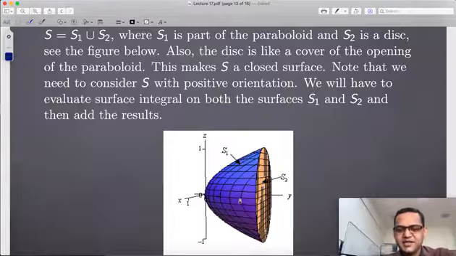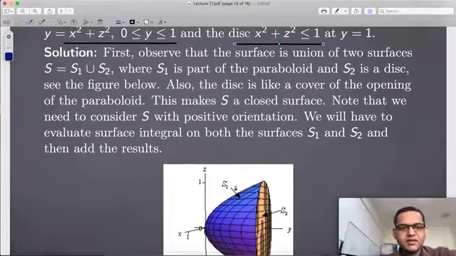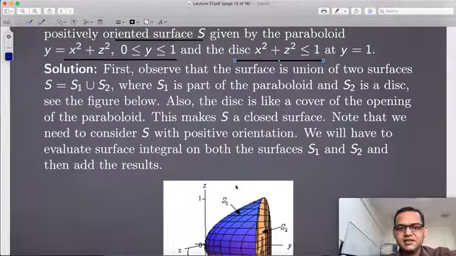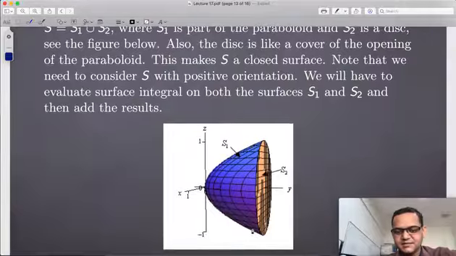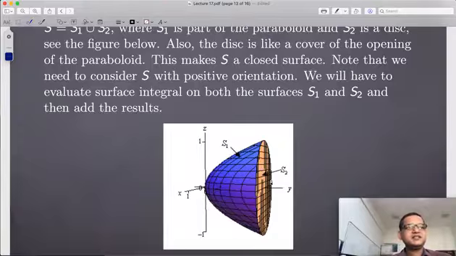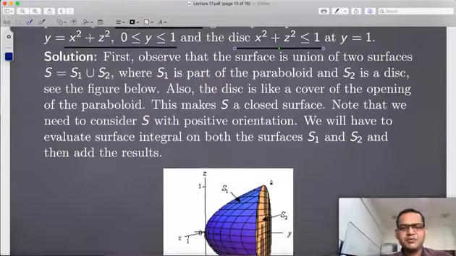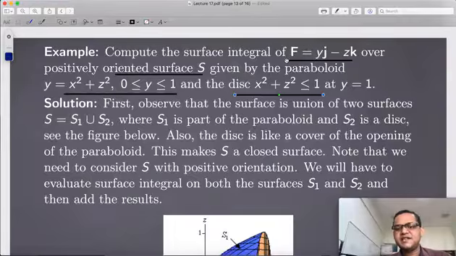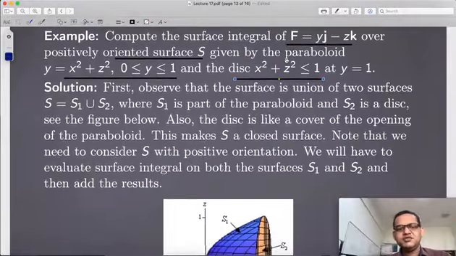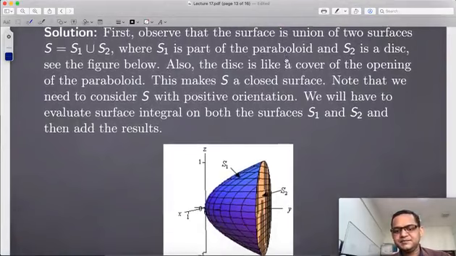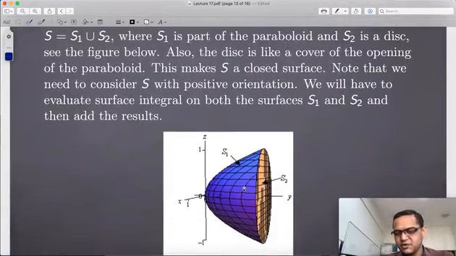What is happening here is that your surface is made of basically two things. One is the paraboloid, and there is an edge here, and the other surface is this disk. So if you want to compute the surface integral, you need to consider a surface with positive orientation.